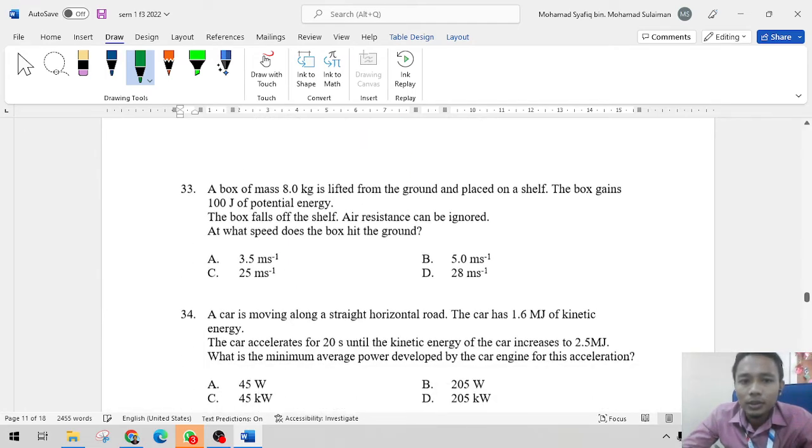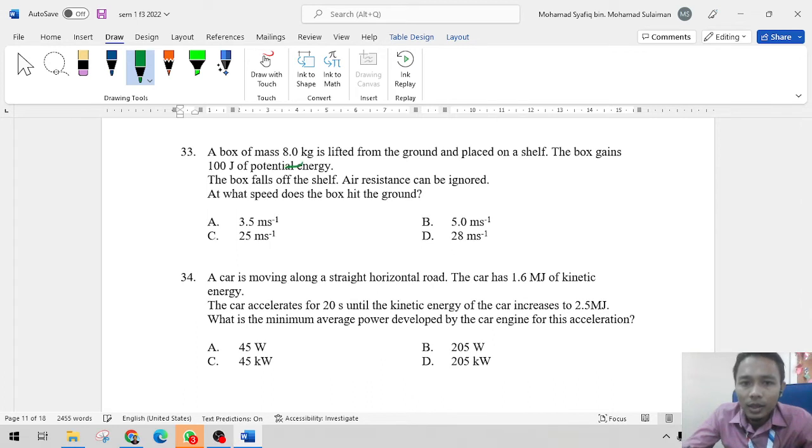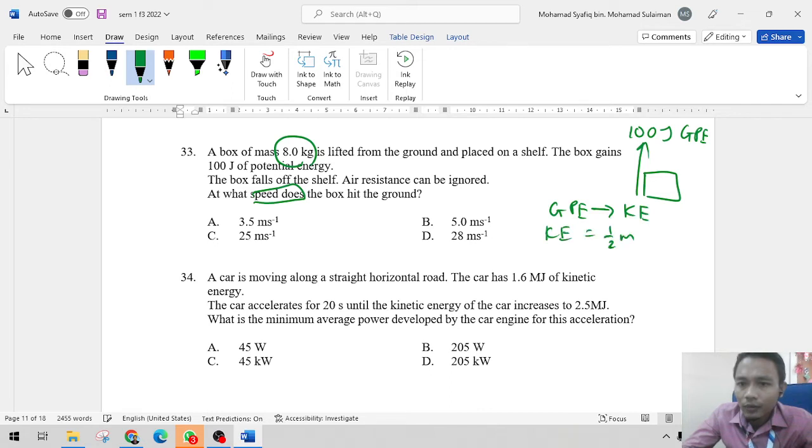Number 33, we have a box lifted and it gains 100 joule of gravitational potential energy, and then it falls off. At what speed? Gravitational potential energy changes to kinetic energy. Kinetic energy is equal to half mv squared, so 100 joule of gravitational potential energy changes to 100 joule of kinetic energy, so 100 equals 1/2 times 8 times v squared.